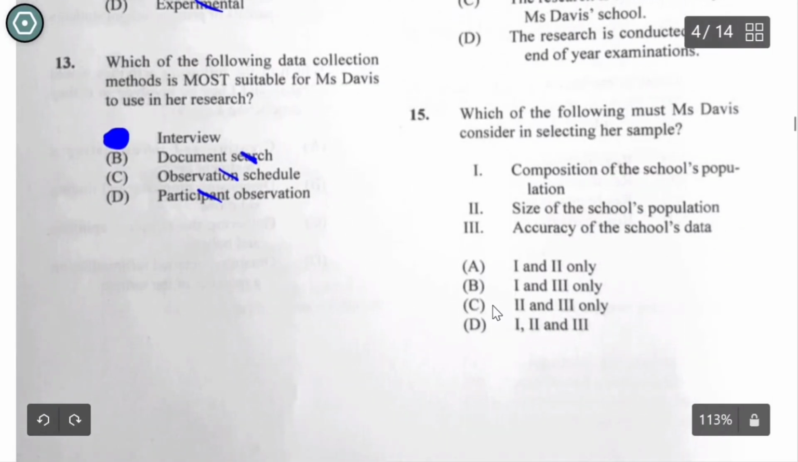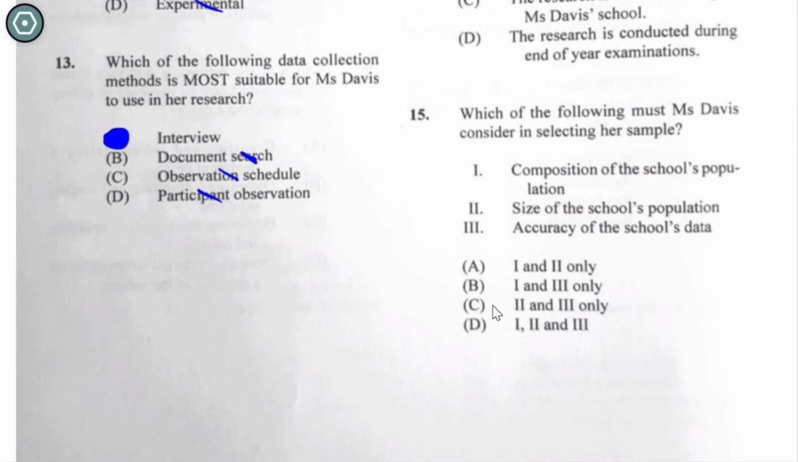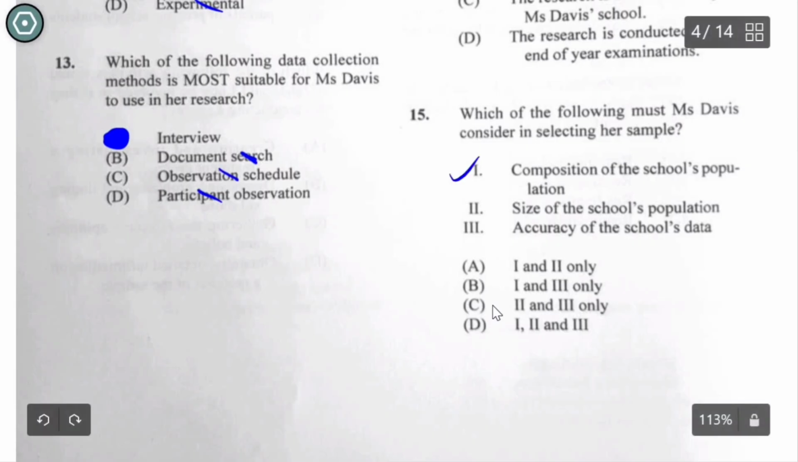Question 15. Which of the following must Miss Davis consider in selecting her sample? Composition of the school's population, size of the school's population, and the accuracy of the school's data. All three. So yeah, 15 I'd go with D.